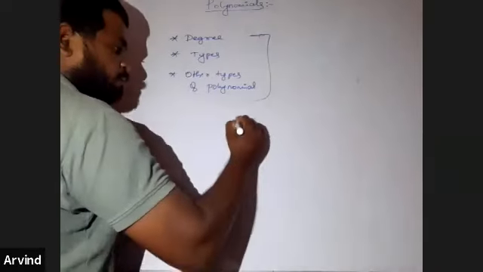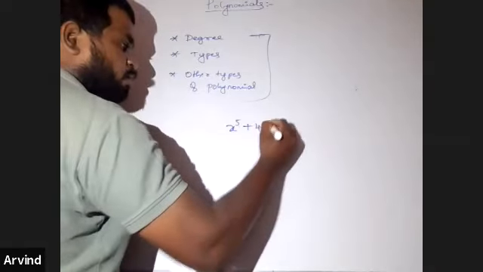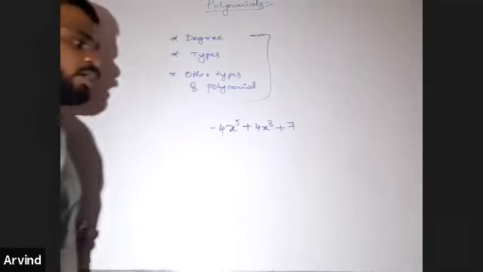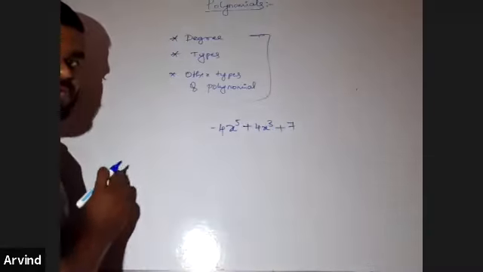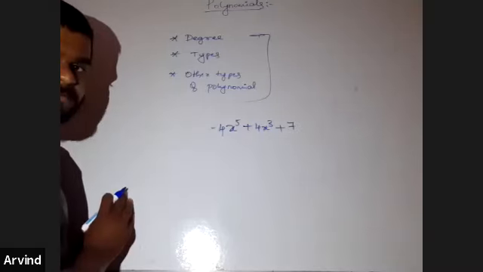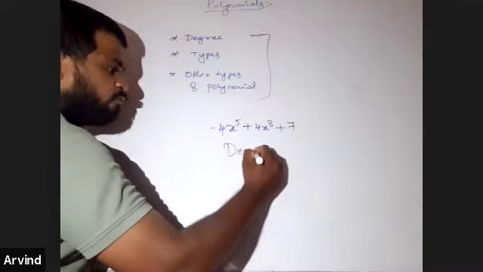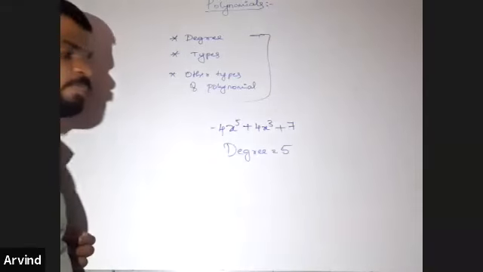For example, x power 5 plus 4x cube, let's take minus 4x power 5 plus 7. Okay. Here the variable is which one? x. Right? What is the highest power of x? 5. Degree of this polynomial is 5.